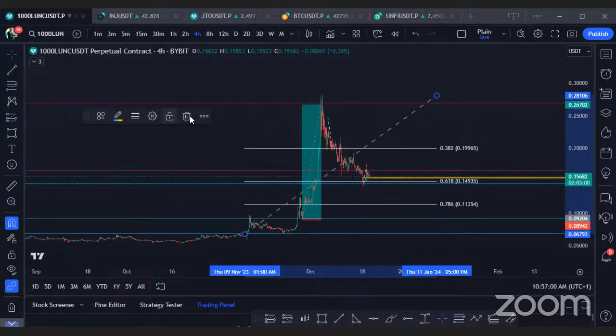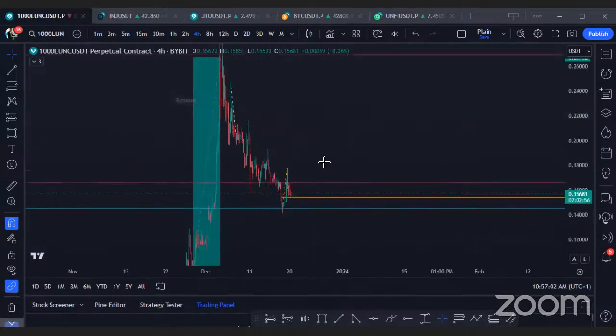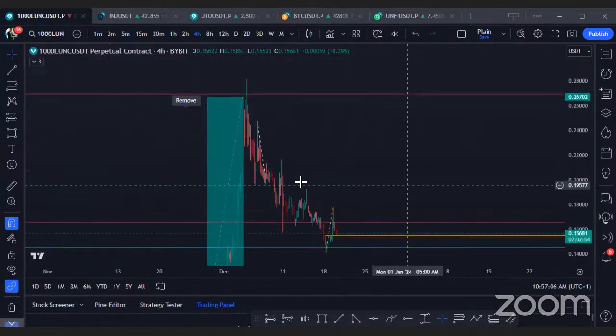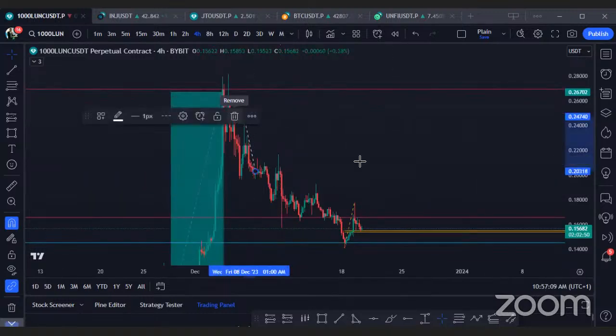I'm still long on Luna Classic. I'll still hold on to that stuff. Let's see how it plays out. If you took the trade, fine. I believe it will play out anyways.